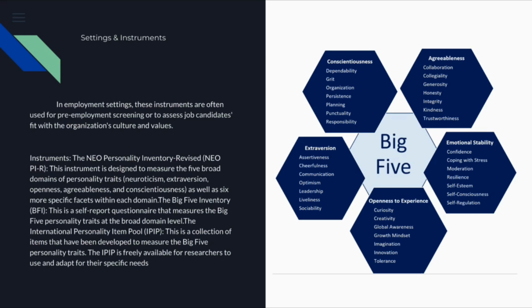The fifth and last one is emotional stability, or neuroticism as well goes into that category. Your confidence, your ability to cope with stress, moderation, resilience, self-esteem, self-consciousness, and self-regulation.